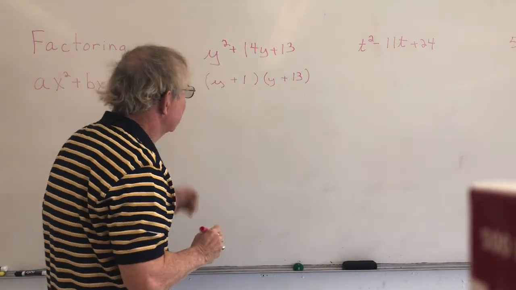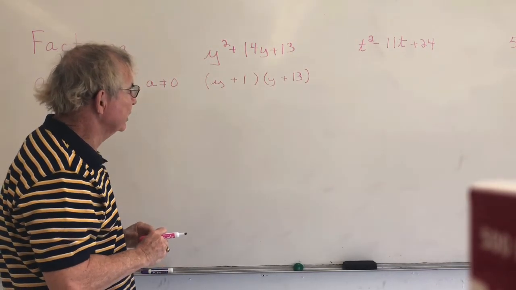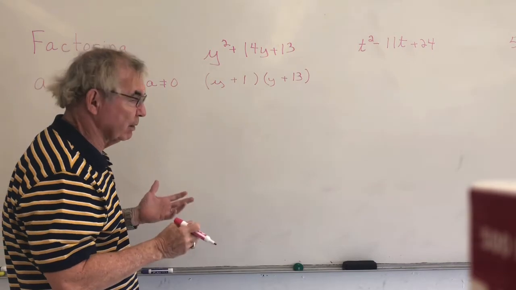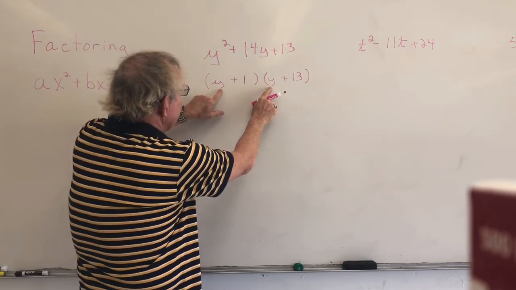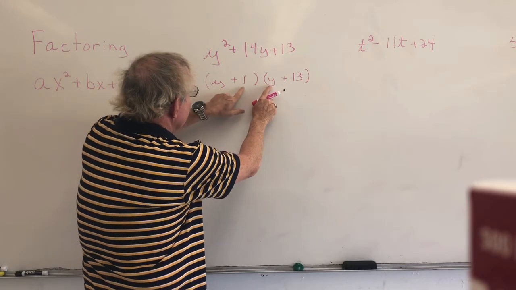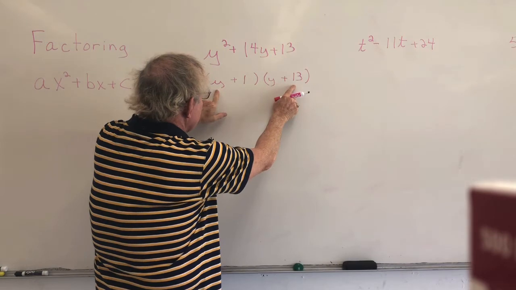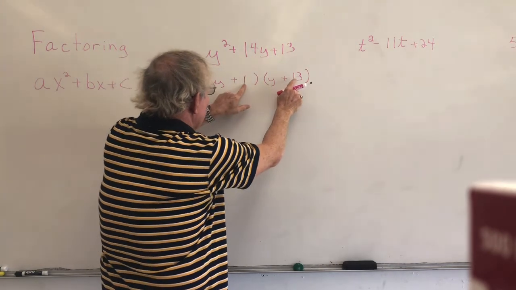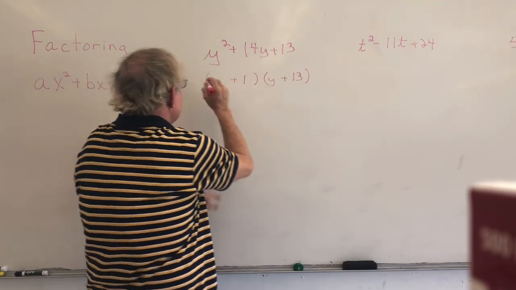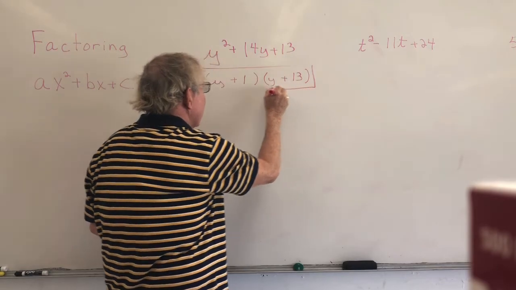Now, I encourage you to always FOIL your answer to see if it's what you get, or multiply it, whatever you choose. This would be your y squared. This would be 1y plus 13y, and that gives you your 14y, and 1 times 13 is your 13. So that's one of the most basic types of quadratic factoring.